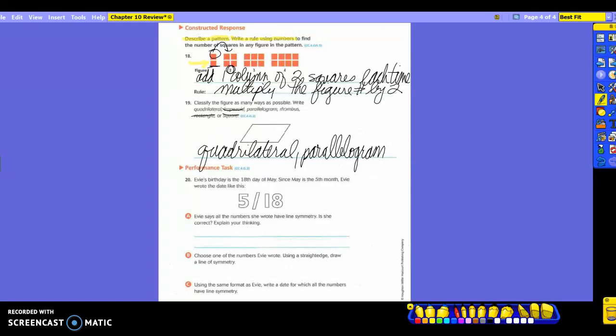Let's read. Evie's birthday is the 18th day of May. Since May is the 5th month, Evie wrote the date like this. She wrote the 5 with a little dash, and then an 18. It's like a backslash or slash would probably be the word that you're used to using. Hyphen dash goes the other direction. So it says Evie says all the numbers that she wrote have line symmetry. Is she correct? And explain your thinking. So take a look at those. The numbers that she wrote all have line symmetry.